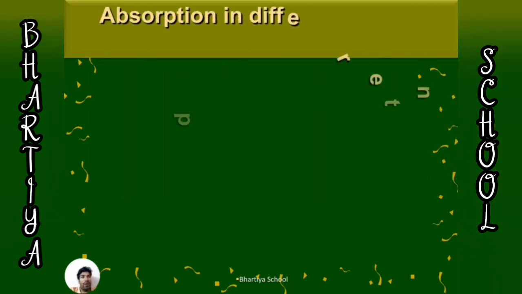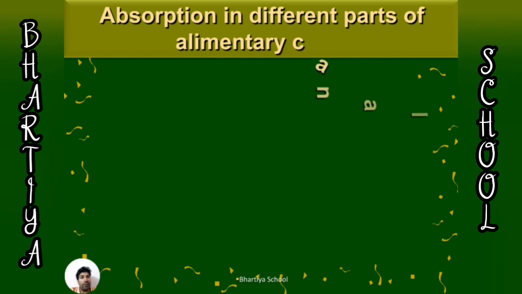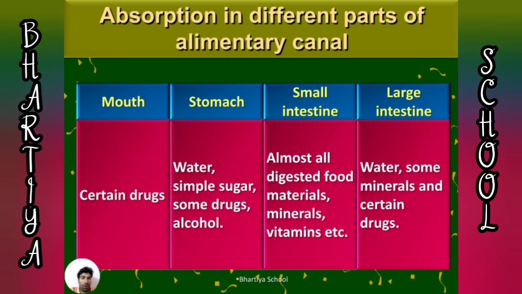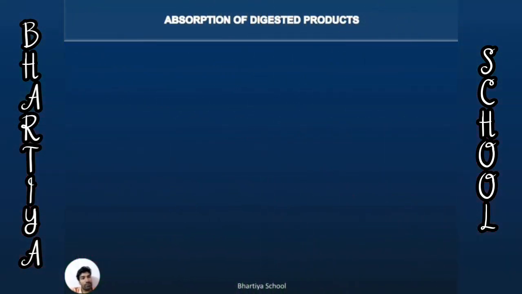In the next video, we will discuss absorption in different parts of the alimentary canal. In our mouth, certain drugs get absorbed. In our stomach, water, simple sugars like glucose, some drugs and alcohol get absorbed. In the small intestine, almost all digested food, minerals and vitamins are absorbed. In our large intestine, water, minerals, and certain drugs are absorbed.